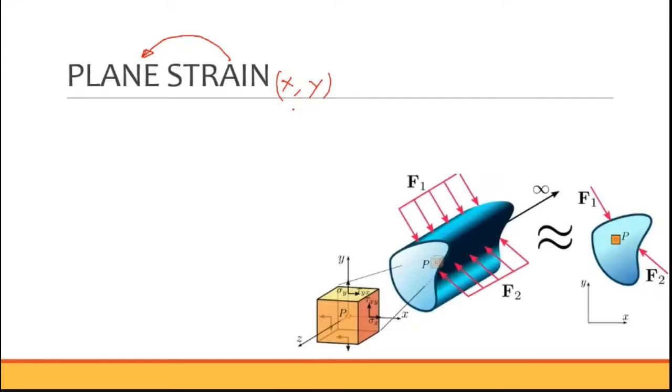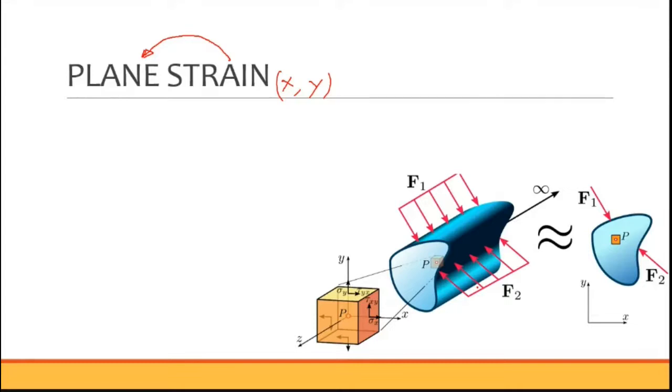The next one is plane strain. As the name indicates, your strain is only in your plane, which means you have strain only in the x direction, you have strain only in the y direction, and you don't have strain in the z direction. That is a plane strain problem. You can see that the thickness is very, very large when compared to your normal section, the front view. Your front view is less, but in the side view your thickness is very, very large. That one we call a plane strain problem.